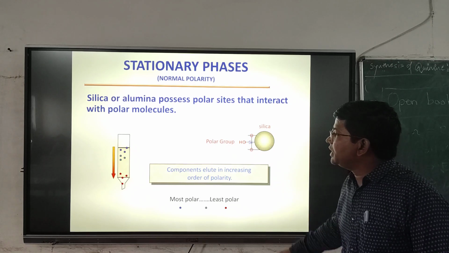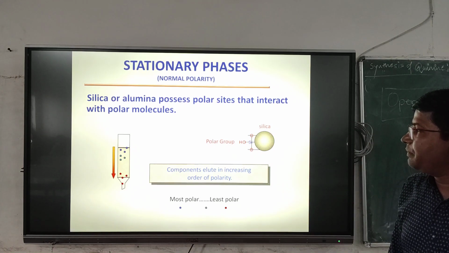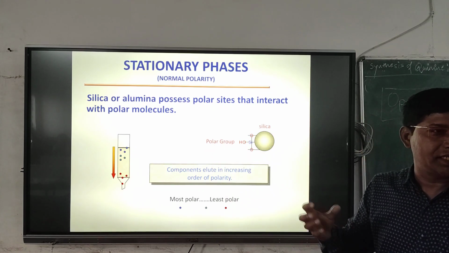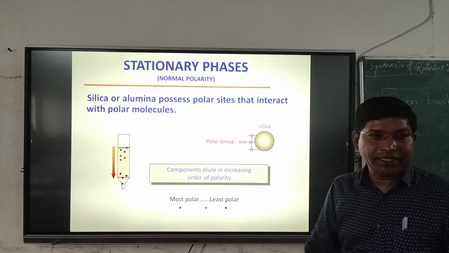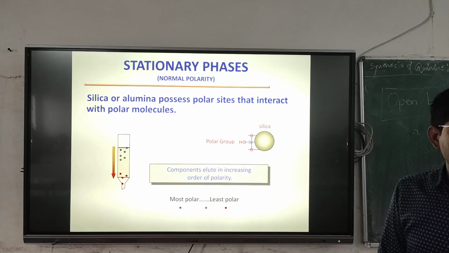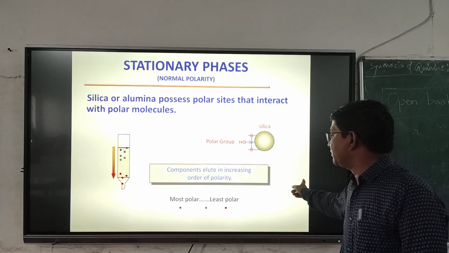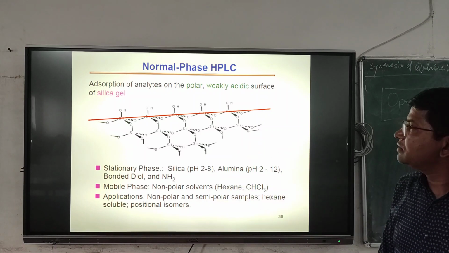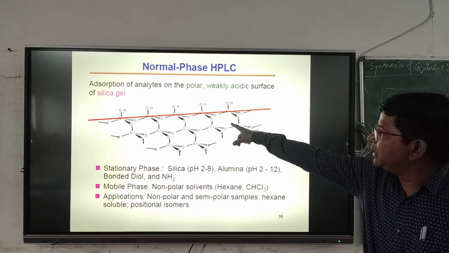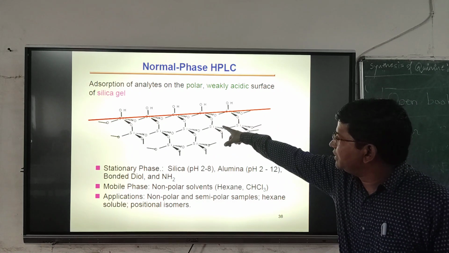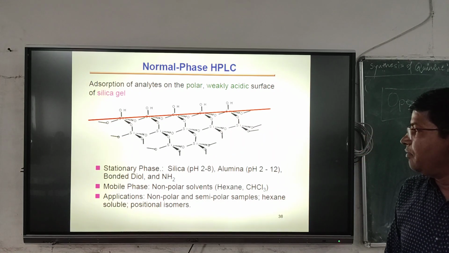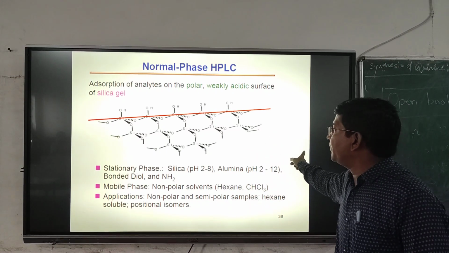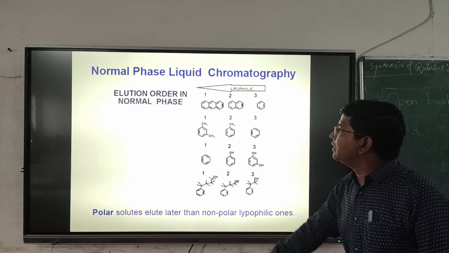Suppose these are the order of separation of a compound. The blue color shows the most polar compound, which is tightly bound with the stationary phase. The red color is the least polar. The least polar compounds elute out first. If you want to see the cross view of the stationary phase, generally the stationary phase is capped with this type of silanol compound, and these are highly polar, and we can separate different polar compounds from this.